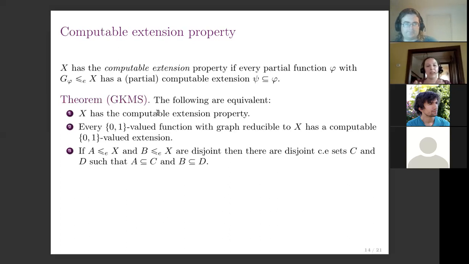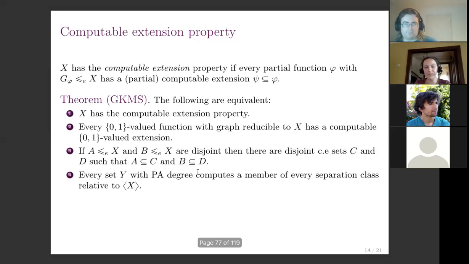If A and B are disjoint sets reducible to X, then there are disjoint CE sets C and D, so they're still disjoint, but A is a subset of C and B is a subset of D. It's kind of like extending a function below X to a computable function. We're taking A and B, but extending them to CE sets that are still disjoint. Now this is easily seen to be equivalent to every set Y with PA degree computes a member of every separation class relative to X.